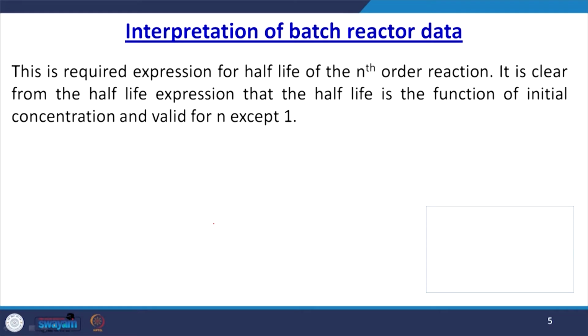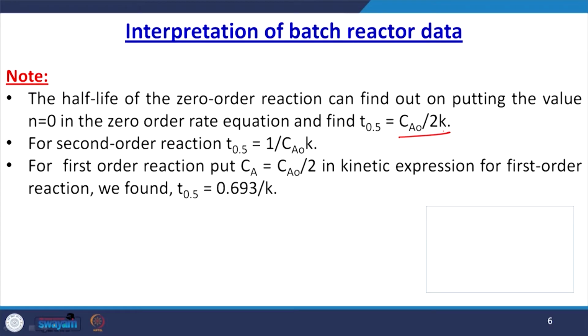This is the required expression for half-life of nth order reaction. From the half-life expression, the half-life is a function of initial concentration and valid for all kinds of n except n is equal to 1. If you put n is equal to 1, then the entire equation will spoil. The half-life of zero order reaction can be found by putting n is equal to 0 in the rate equation, and we find T half is Ca naught upon 2k.